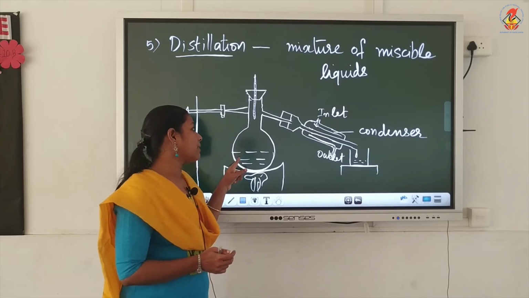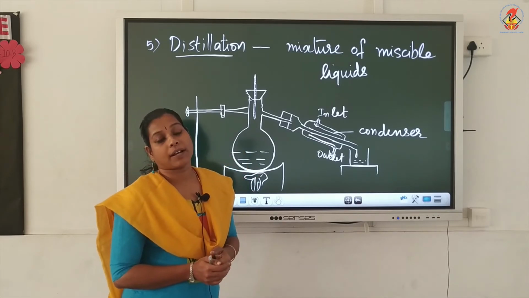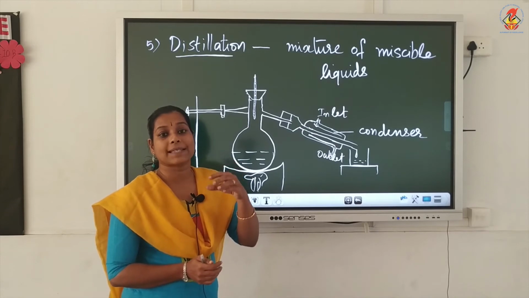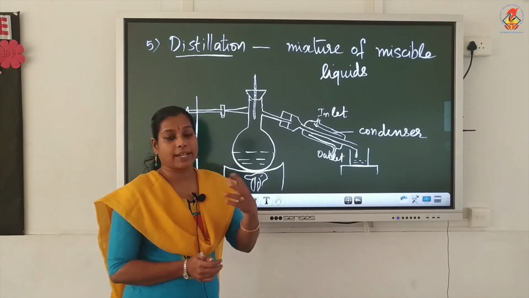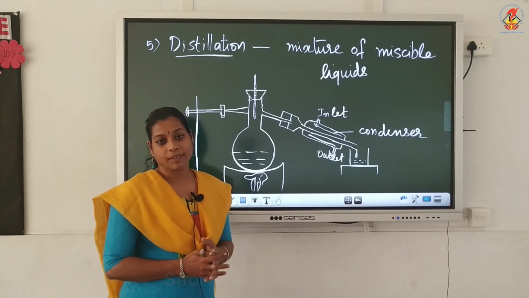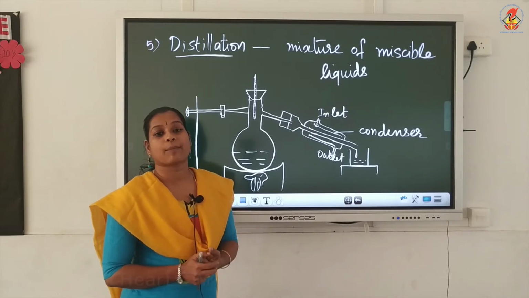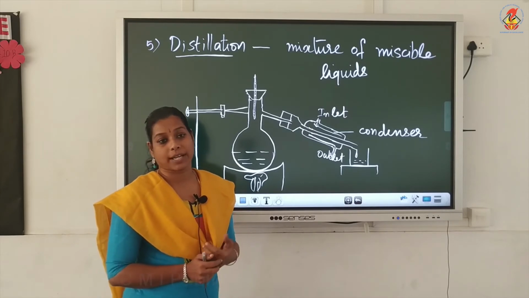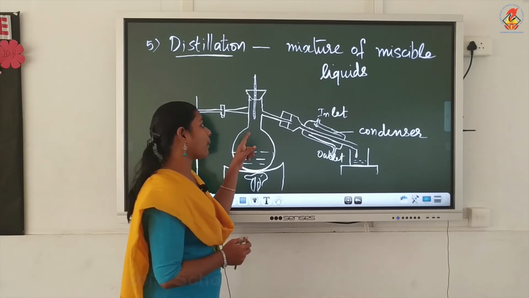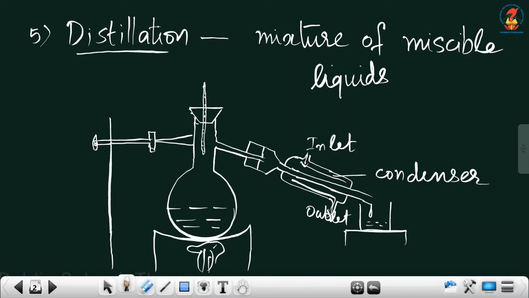Then we are heating it. Depending upon the boiling points, the component which has the lower boiling point will evaporate first, vaporizing first. Here you know acetone has a lower boiling point than water. So acetone will turn into vapors before water. Water will remain here as such, and we have inserted a thermometer there.